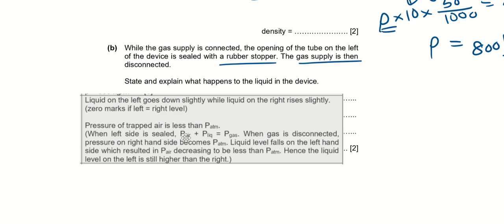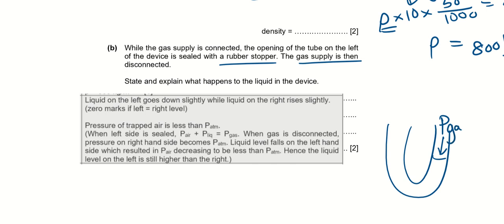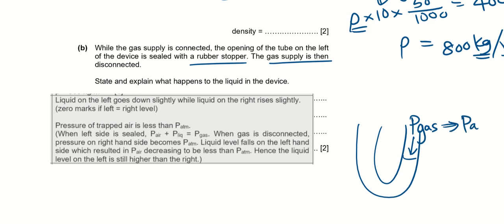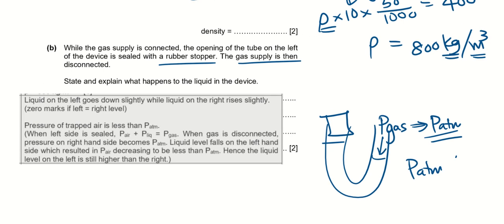When the left side is sealed, the P air plus P liquid is equal to P gas, right? But when the gas is disconnected, the right hand side becomes exposed to P atm. And remember, P gas is more than P atm. So now the right hand side will have a smaller pressure, because the P gas is replaced with P atm, and P atm is less than P gas. So now I will have less pressure over here because it's now P atm.